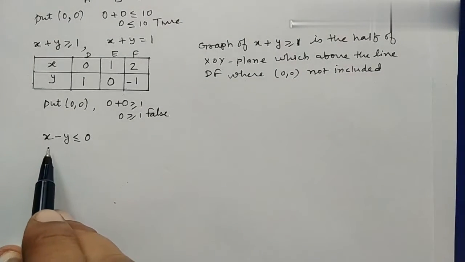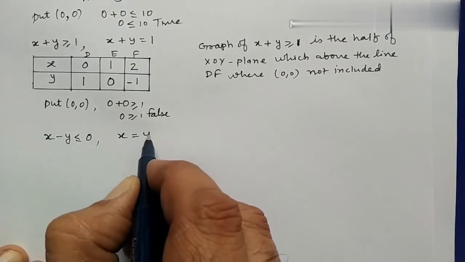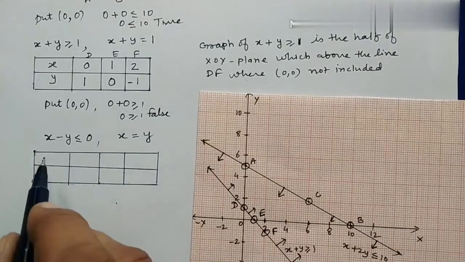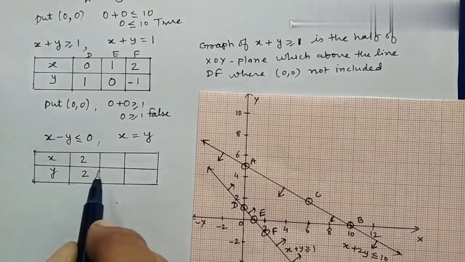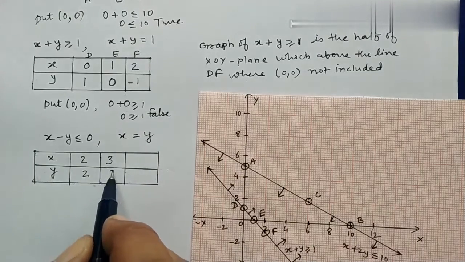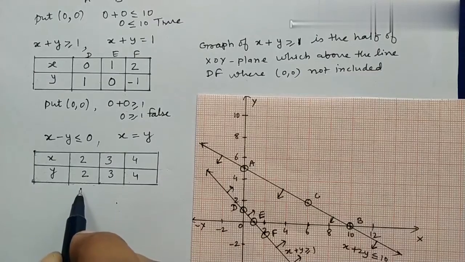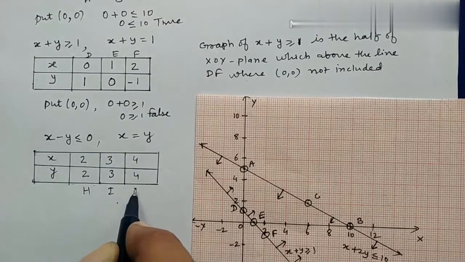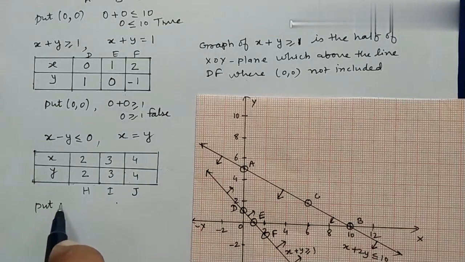The third inequality is x minus y less than or equal to 0, and this we can write as x equal to y. X equal to y means we can put equal values of x and y. If we put x as 2, y is also 2; x as 3, then y is also 3; x equal to 4, then y is also 4. So these points we can mark here as H, I and J. Okay, these points we have to mark, and here we can also put 0, 0.